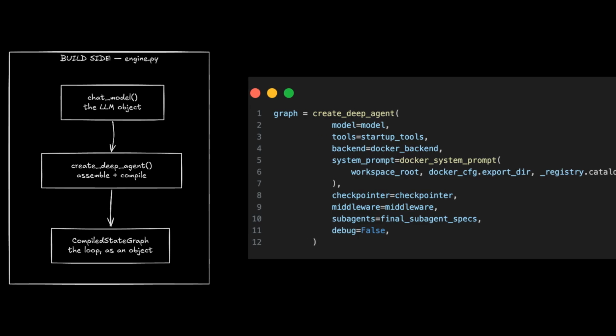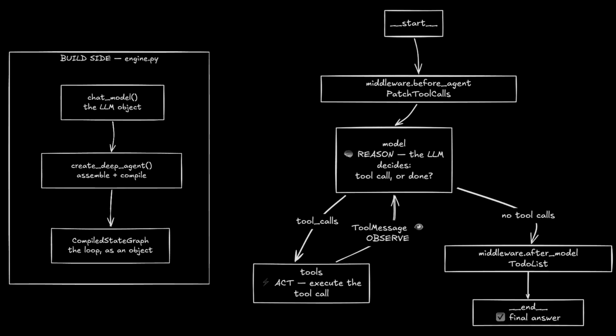This is the shape it produces, the actual state machine. Start at the top, then the model node. The LLM looks at the conversation so far and decides, call a tool, or am I done? This is reason. If it wants a tool, the graph routes to the tools node. The tool runs, this is act. The result flows straight back into model. That return arrow is observe. Model to tools, tools back to model. That is the loop, and it's an edge in a graph, not a line you wrote.